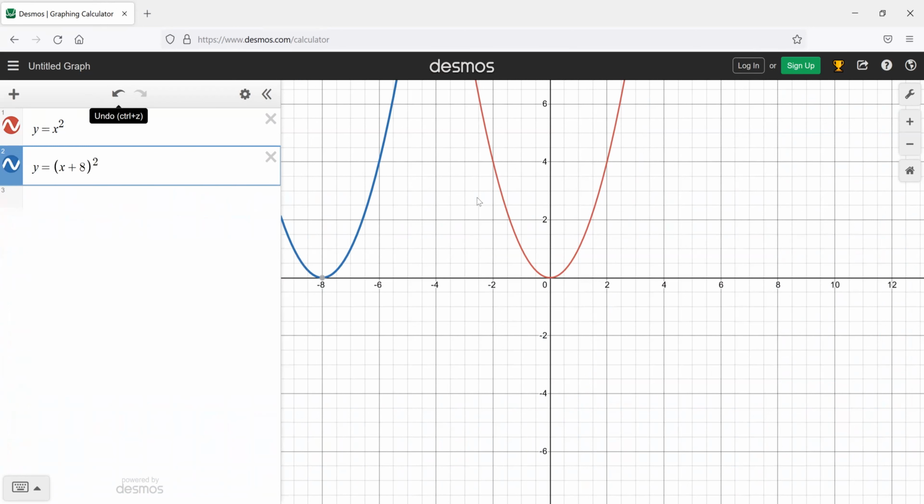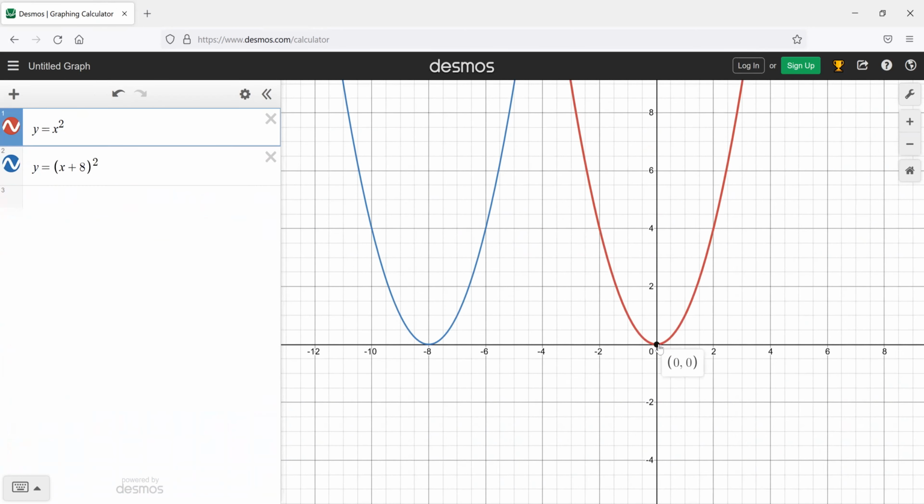Okay. And what do you see here? Where's the blue line relative to this other line? That's left 8 units. Okay, so left 8 units because why? Well, do you see how it says plus 8 inside? Yeah, it's because of that. The plus means left when it's inside parentheses.